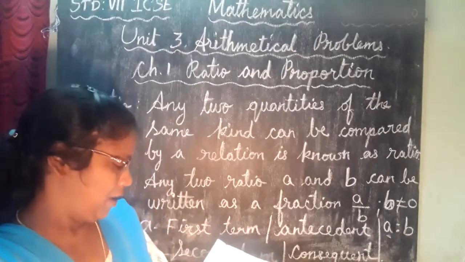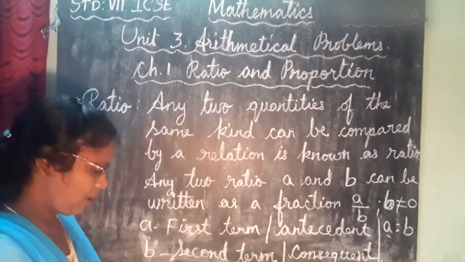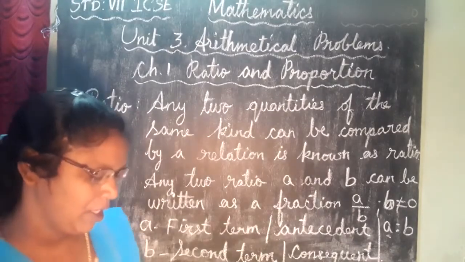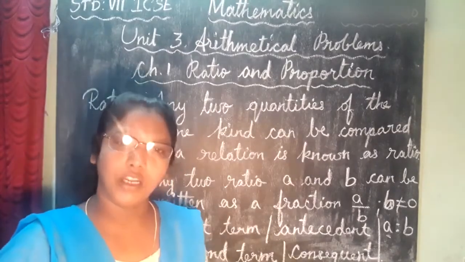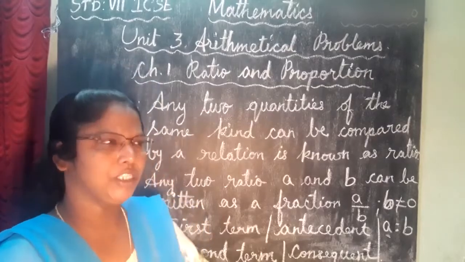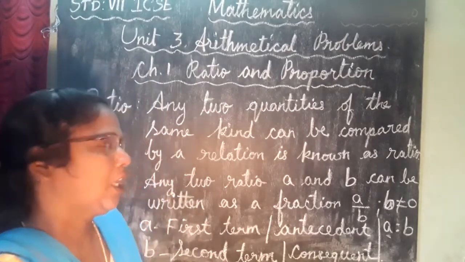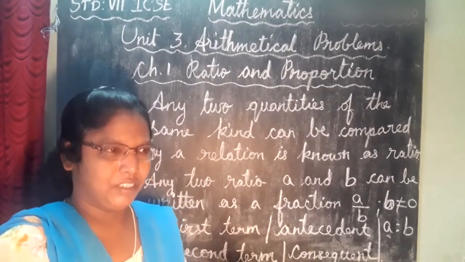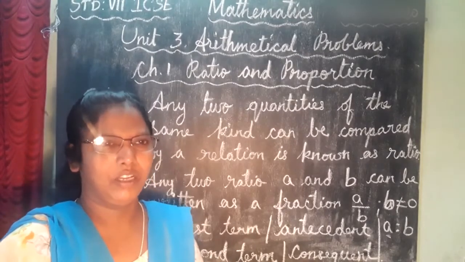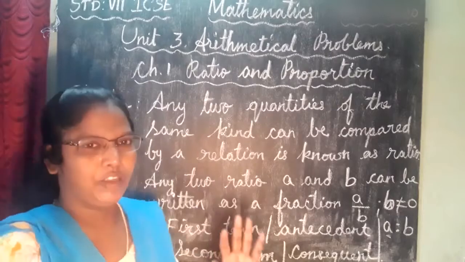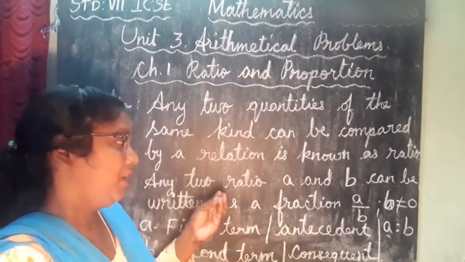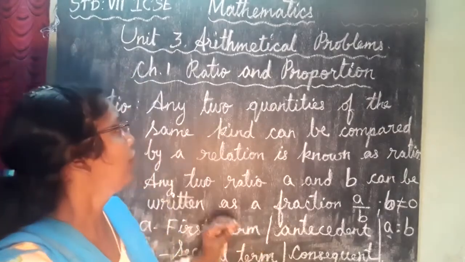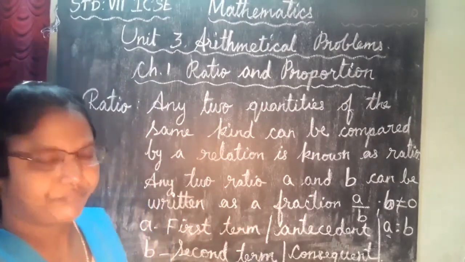Understood, children? Then we need to remember some points when we study about ratio. That is, a ratio does not have any unit. Unit means what? Like kilogram or centimeter or time. If we see time, we say second, minute, and all like that. In a ratio, we don't have any specific unit.